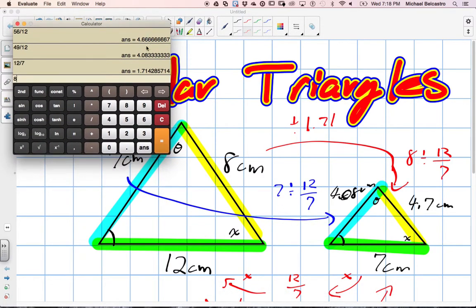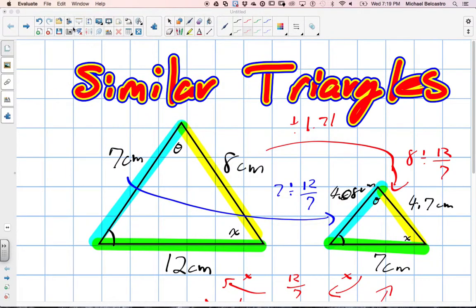8 divided by 1.71. Okay, so I could have divided by this because it was kept in my calculator, but I'll do what I rounded by. And we get 4.67, which is really close to that. And if we did the same with the number 7, 7 divided by 1.71, we get 4.09, which is really close to that. So if it's just easier to divide by that scale factor, then just divide by it. If you want to be super exact, then you can use your fraction and get fractional answers too.